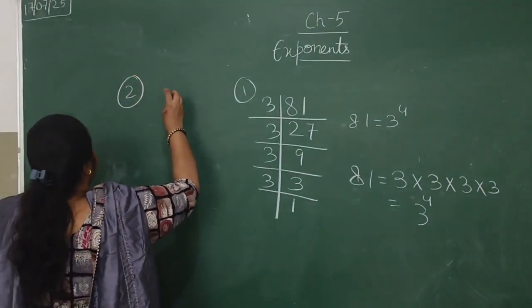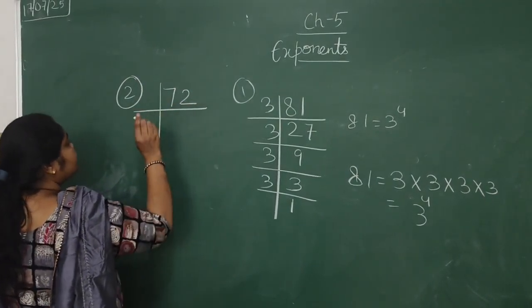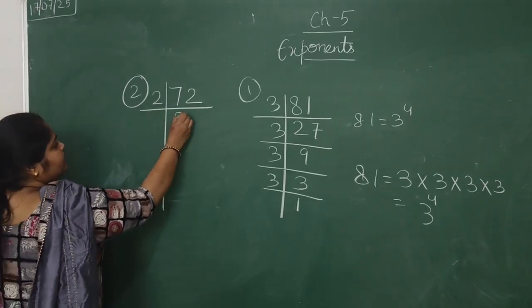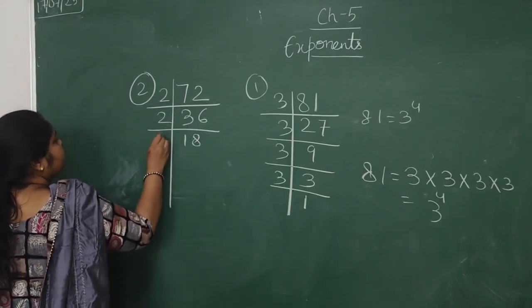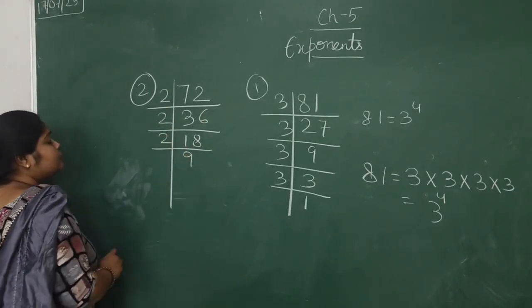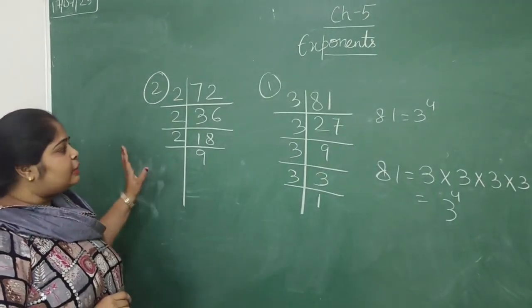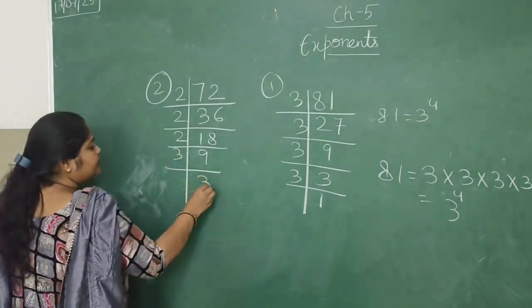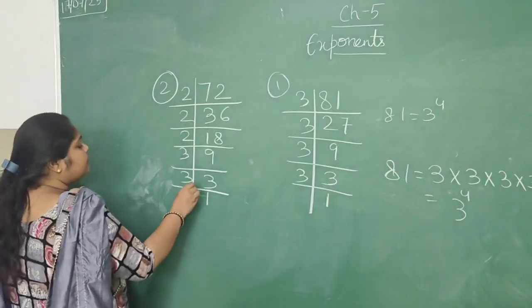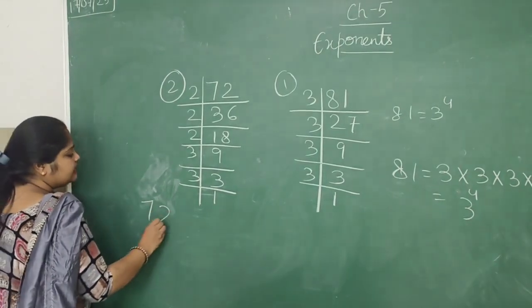Let's take another example, say 72. Again you know that this can be divided by 2, so start taking the LCM with 2. It is 36, then 18, then 9. Now what children generally do wrong is they directly write 9 here. But as I told you, you have to take LCM with prime factors. So you have to write 3, because 3 is a prime number, but 9 is not a prime number. So this is the way we will take the LCM of 72.